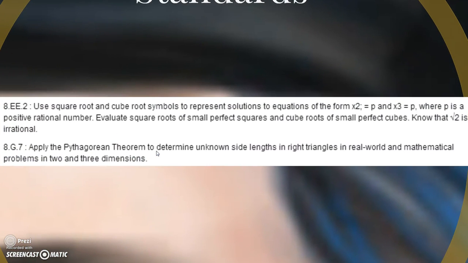Standards: 8.EE.2. Use square root and cube root symbols to represent solutions to equations of the form x squared equals p and x cubed equals p, where p is a positive rational number. Evaluate square roots of small perfect squares and cube roots of small perfect cubes. Know that the square root of 2 is irrational. 8.G.7. Apply the Pythagorean theorem to determine unknown side lengths in right triangles and real-world and mathematical problems in 2 and 3 dimensions.